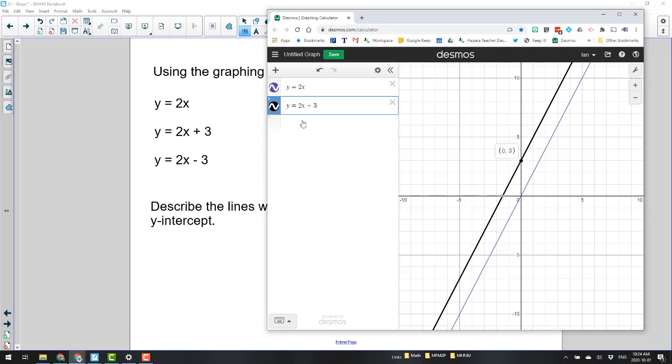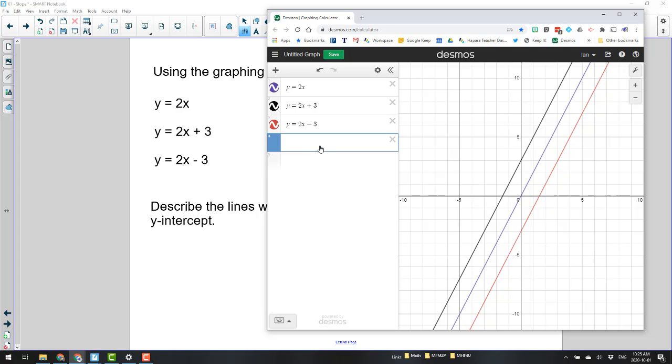Well, what if I do y equals 2x minus 3? Well, now we can see again equally steep. However, now I've shifted my line down. So our b value is our y-intercept, if you recall from previous lessons. So all we're doing here is we're moving that line up and down.